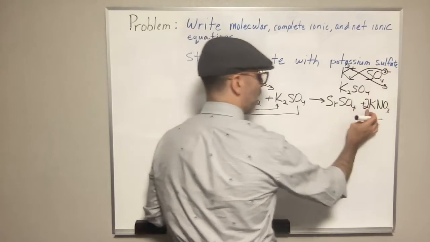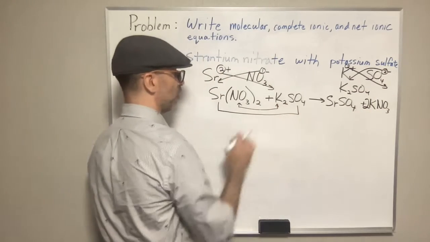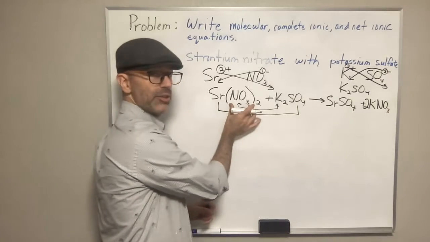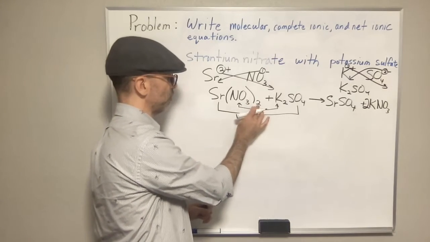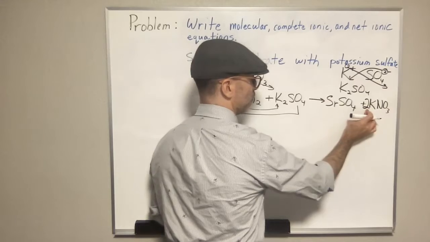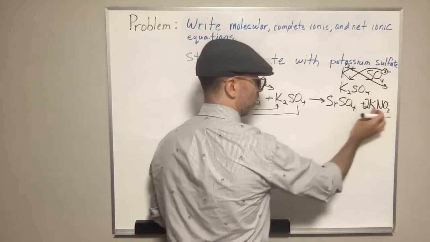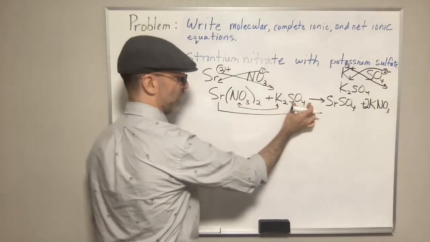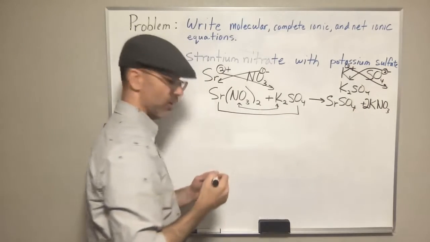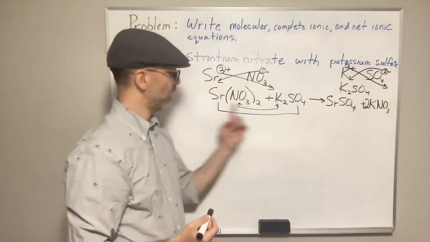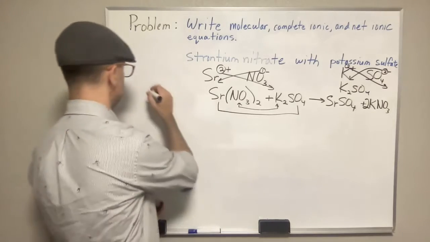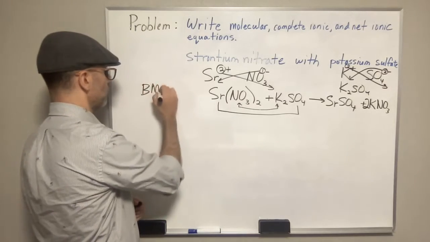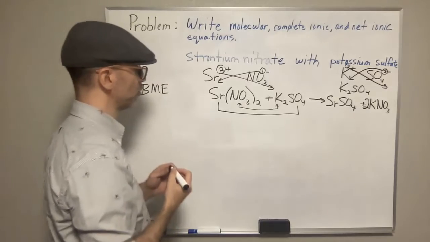So now I have 2 potassium, 2 potassium. I have 2 nitrates here because I have the subscript 2. And I have 2 nitrates here. So that is balanced. And I have 1 sulfate here, 1 sulfate there. So that's balanced too. So here I have my balanced molecular equation, my BME.